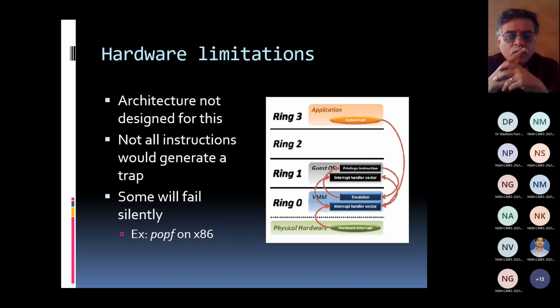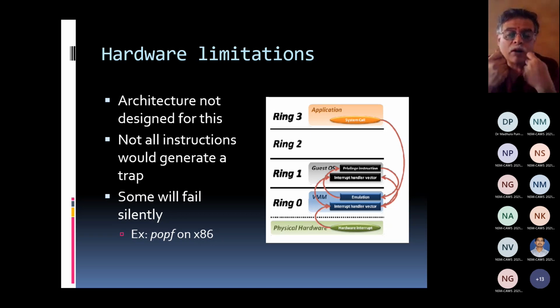Second thing was that not all privileged instructions actually generated a trap. On the x86, there are about 17 such instructions, one of which is popf, which pops the top of the stack into the flag register. This particular instruction does not generate a trap when it is run at a lower privilege level. So if it doesn't generate a trap, there is no way it can be emulated. Right? And it all happens because the innovation in software came, but the architecture was not ready for it.